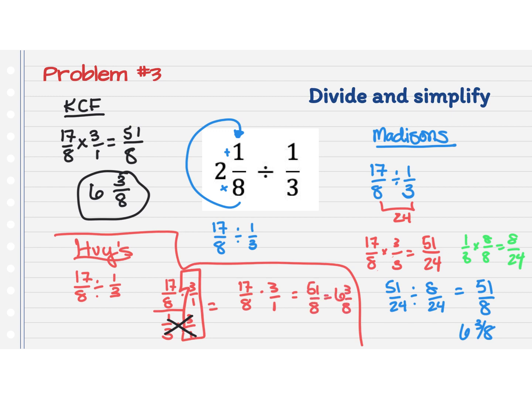So I think the point of showing you all three methods is that the keep change flip is just the faster way through, but all methods involve getting to the same 17 over 8 times 3 over 1. So hopefully that makes sense.